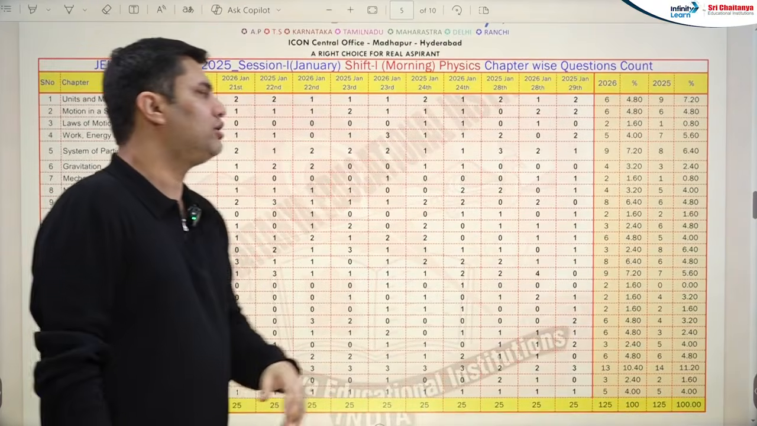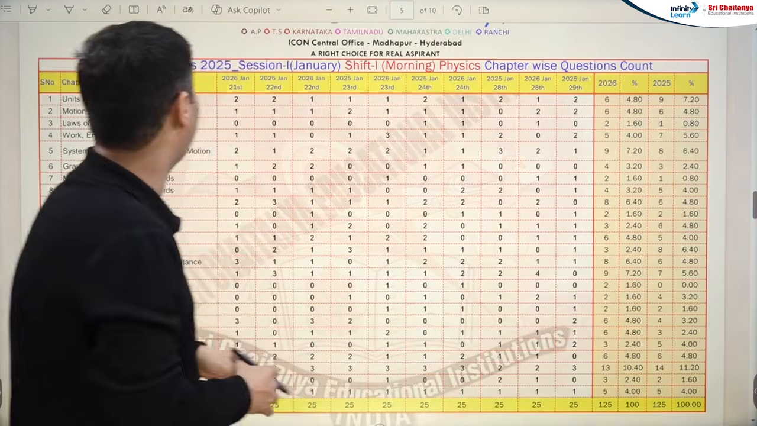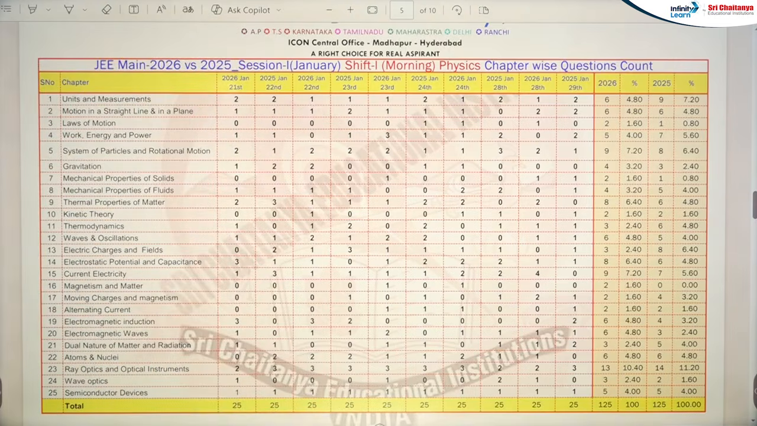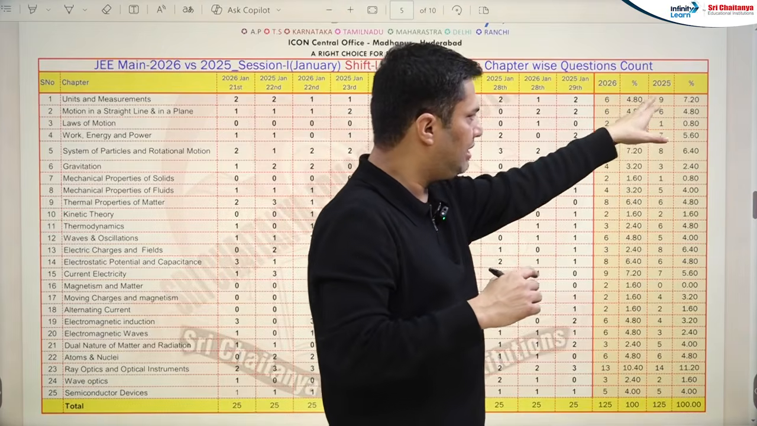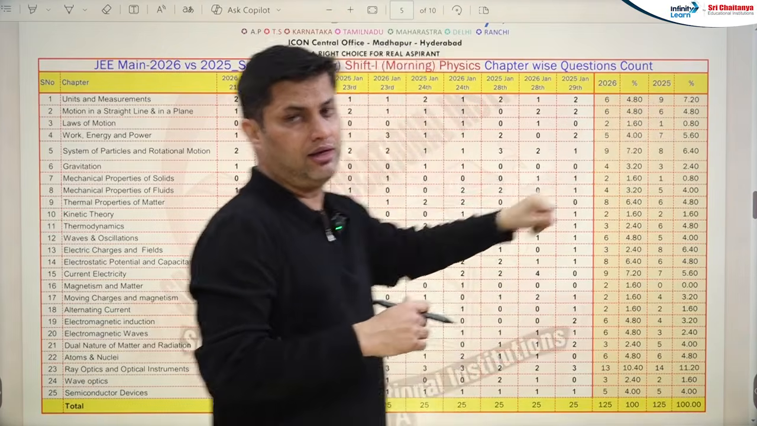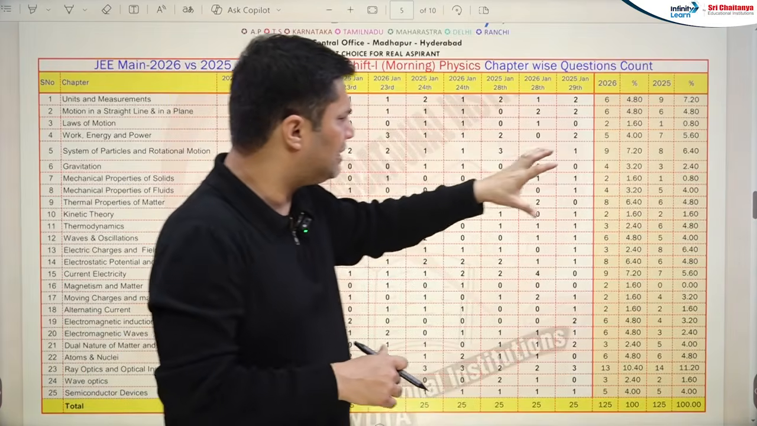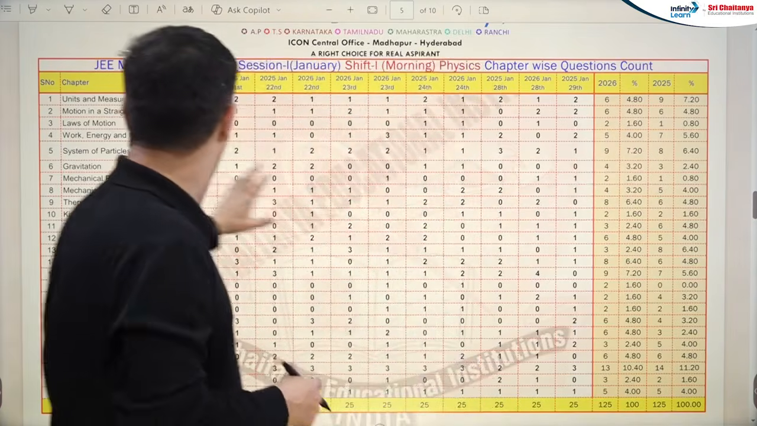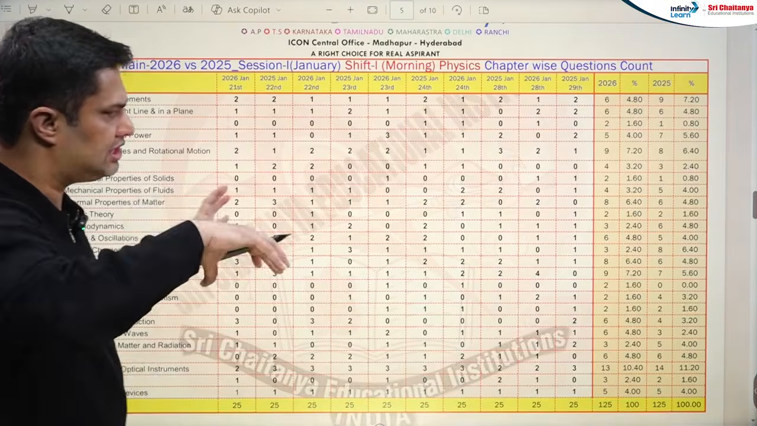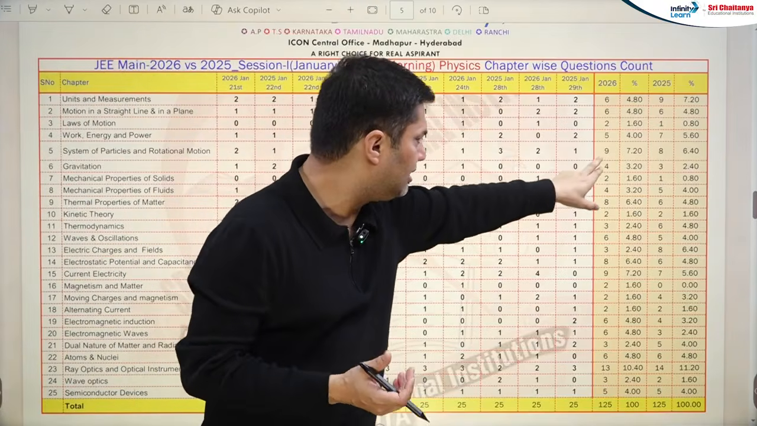Okay. So now we'll talk about the physics part. Now if we compare in physics, you can see that in unit and measurement, clearly 6 questions have been asked this year and 9 last year, that means a slight decrease in the weightage. Again, the remarkable difference in the weightage, I think 5 and 7 for work energy power, the weightage is decreased, 9 and 8 system of particles rotation slightly increased.